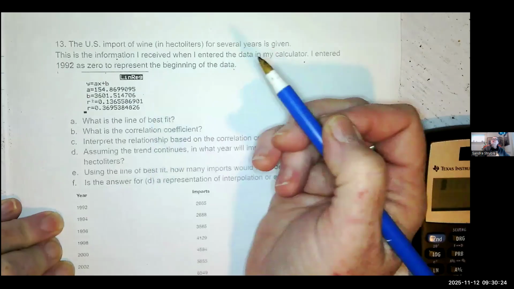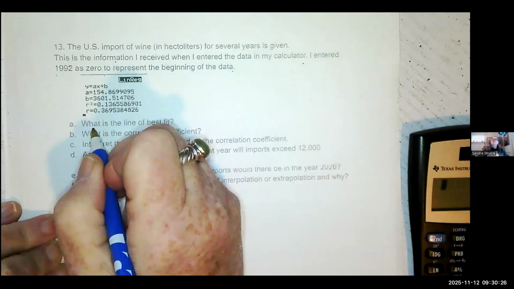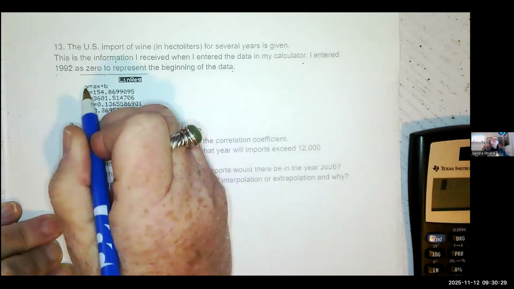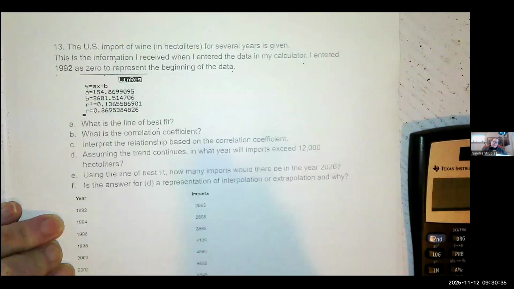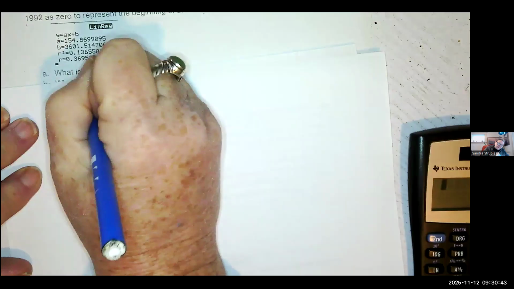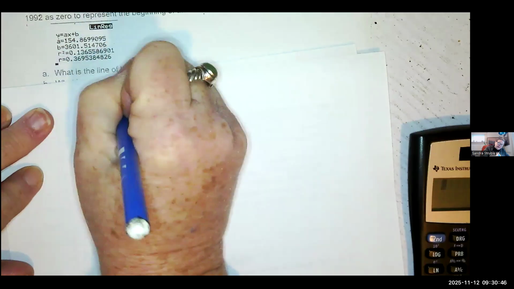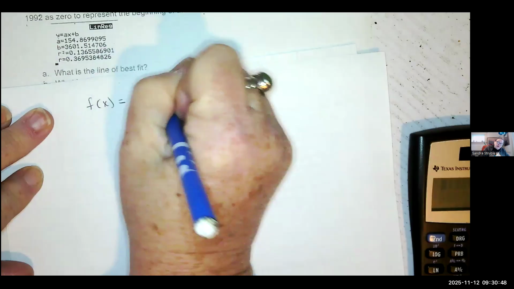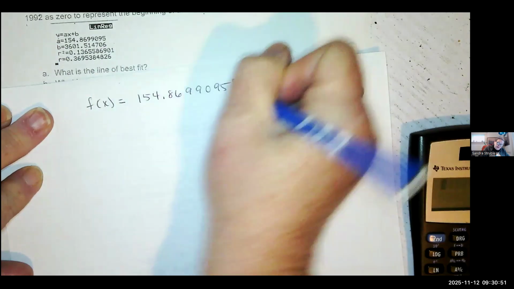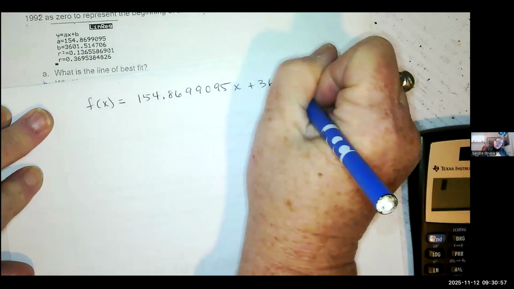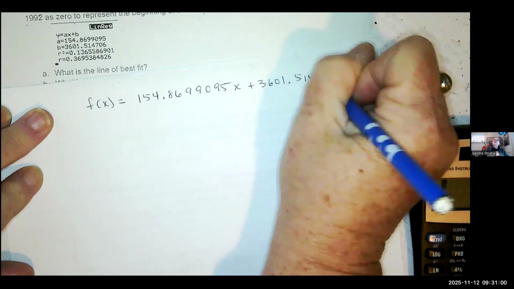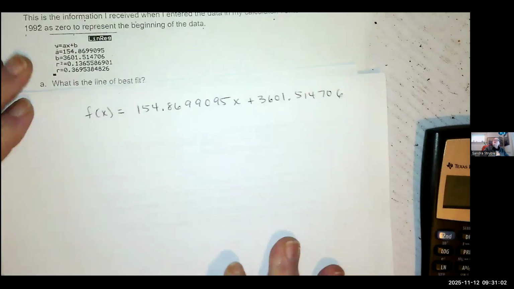The first question is, what is the line of best fit? Well, they gave it to us right here. Y equals AX plus B, where A is this number and B is this number. Okay, let's start with that. And yes, I'm going to write these numbers, all of them, because that's what's represented. All right, so my f of x is equal to 154.8699095x plus 3601.514706. I do not ask you to do this part on the calculator on the exam. You should already know that's the line at this point. All right, so there's my line of best fit.